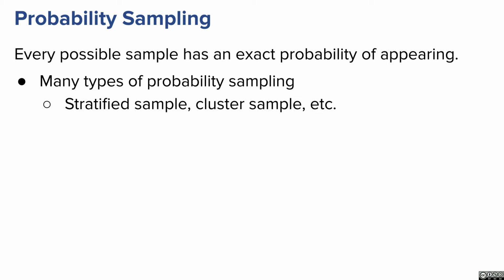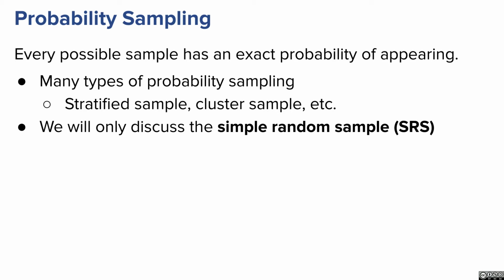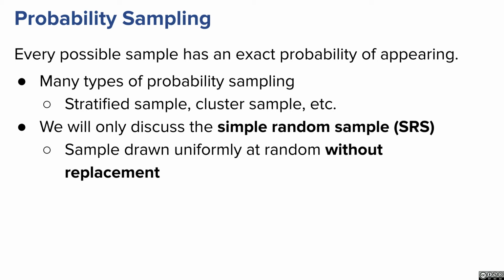Okay, there are many types of probability sampling, but we won't go over them in this class. Instead, we'll stay in the land of the simple random sample, which you may remember from Data 8, which is a sample drawn uniformly at random without replacement from a population.